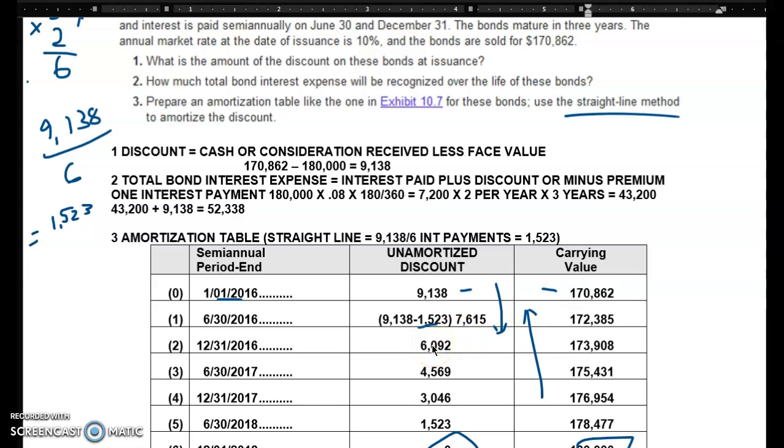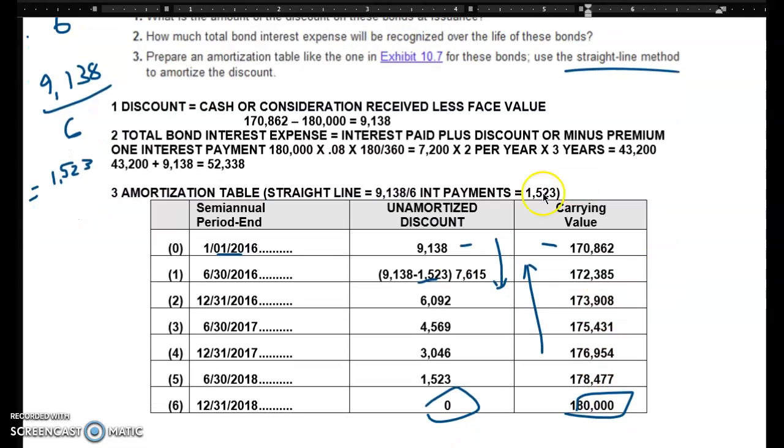Same thing here, right? The unamortized discount before December 31st, 2016 was 76.15. Minus 1523 is 60.92. And this one's going up, if you remember just from a second ago. So 172.385 plus 1523 is 173.98. And so on and so on until you get to 0, and so on and so on until you get to 180.